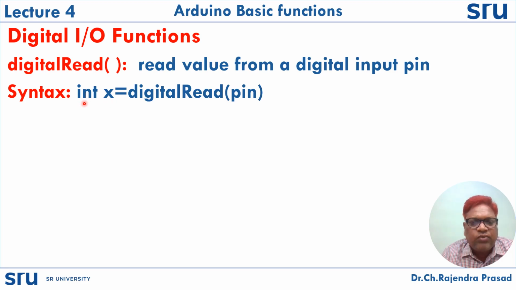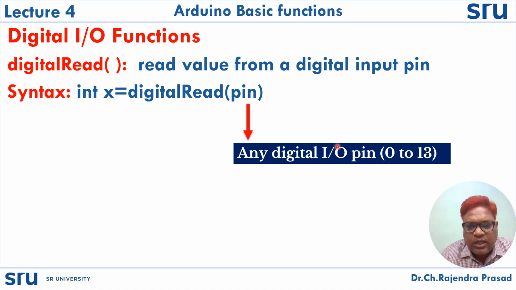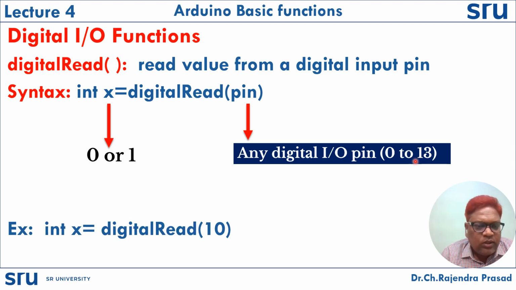So that's why the data type for the variable is int, and here the pin represents any digital I/O pin ranging from 0 to 13, and X contains either 0 or 1 only. Then the example is int X = digitalRead(10), meaning whatever input device is connected, based on that input device the X value may be either 0 or 1. This is the example, and this is the use of the digitalRead function.